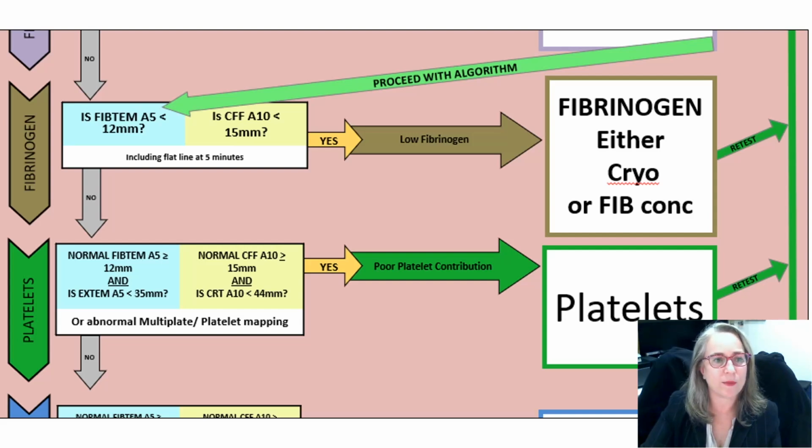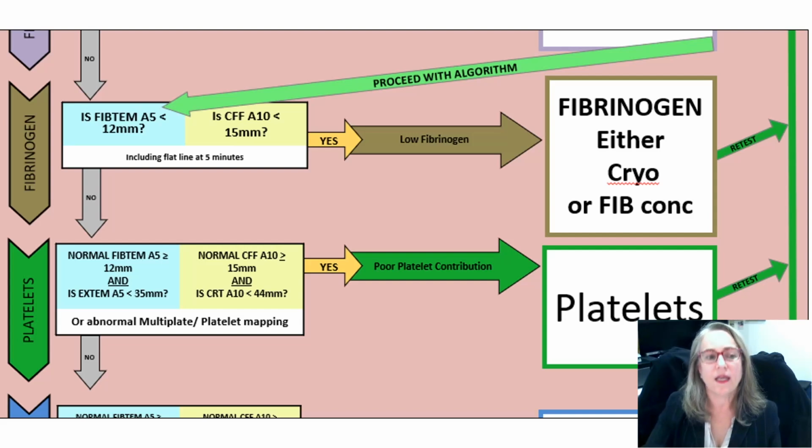Once you're happy that you've managed that, you just proceed with the algorithm and look at the fibrinogen, whether or not it meets the threshold that's approximately equivalent to a Clauss fibrinogen of 2. So if your FibTem at 5 minutes is less than 12 millimeters, or your functional fibrinogen on your TEG is less than 15, these are approximately equivalent. That includes if it's 0 at 5 minutes with a flat line, these people need fibrinogen. And then I'll show you again bigger, of course, the algorithm for that in a moment.